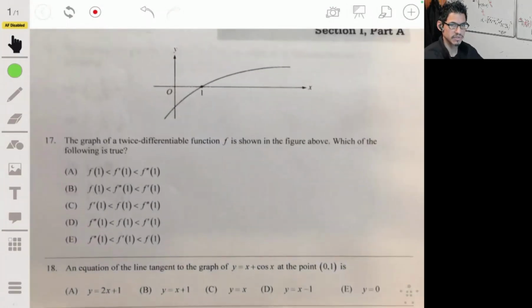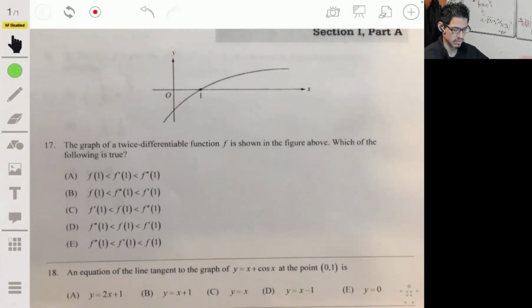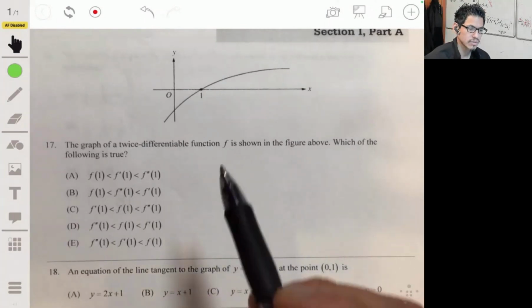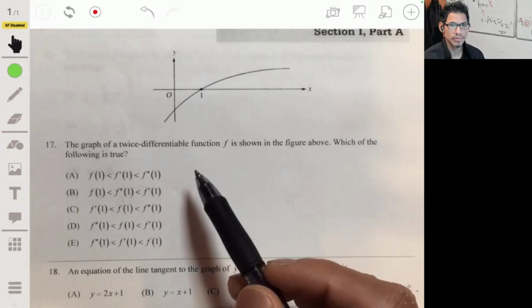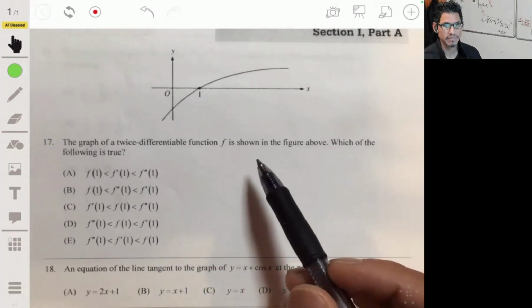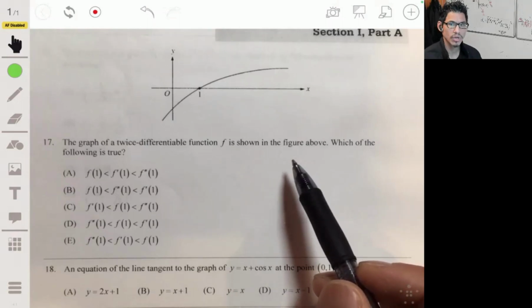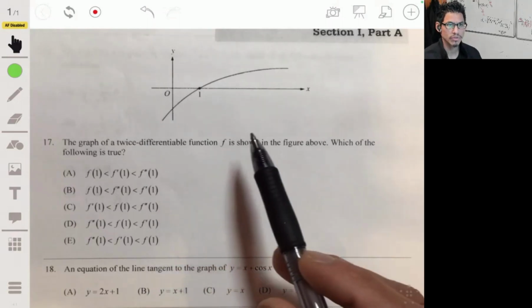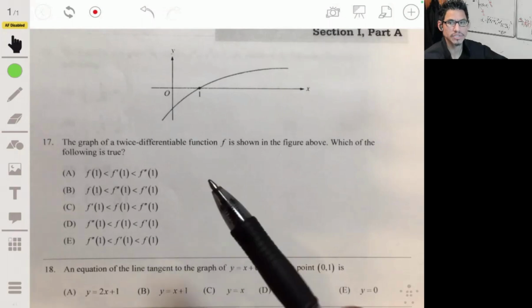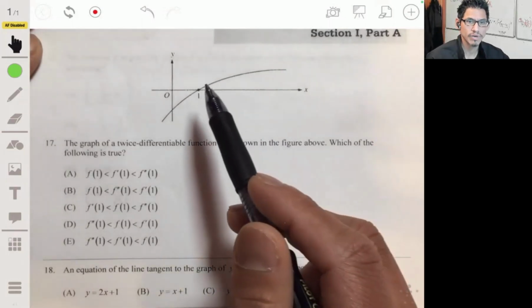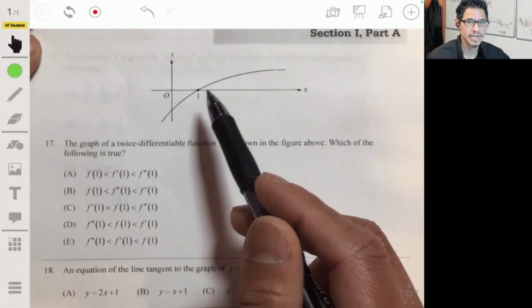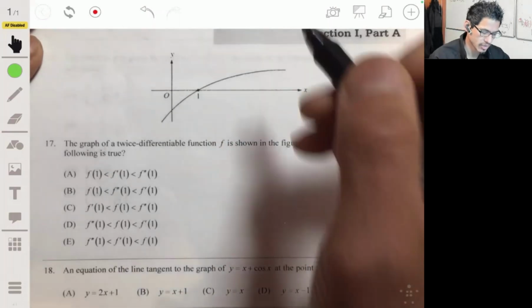All right, problem 17. We have that the graph of a twice differentiable function f is shown in the figure above. Which of the following is true? So it looks like we have to study what f of 1 is, f prime of 1 is, and then f double prime of 1.